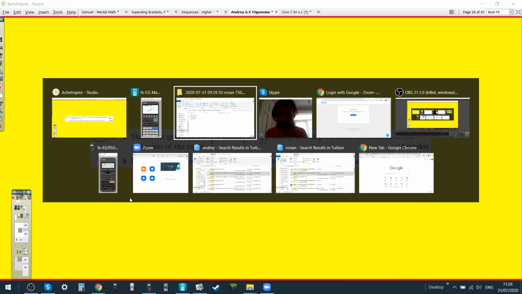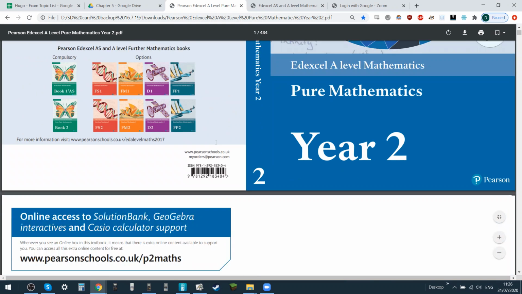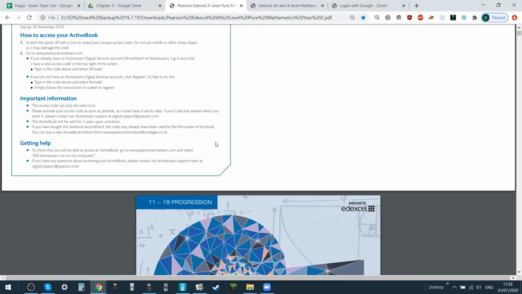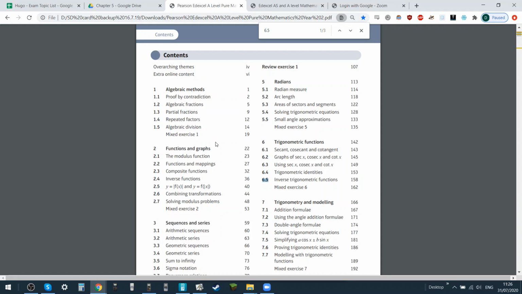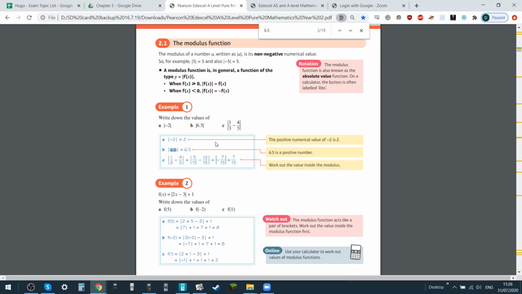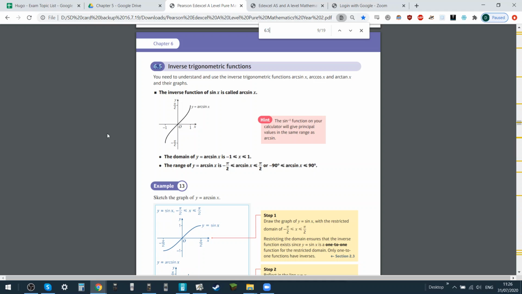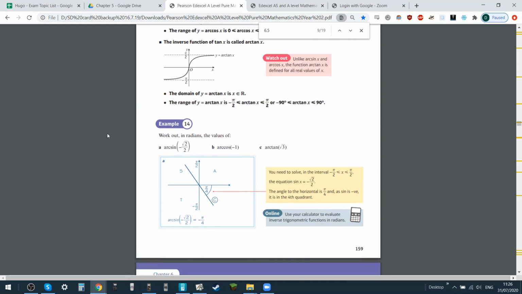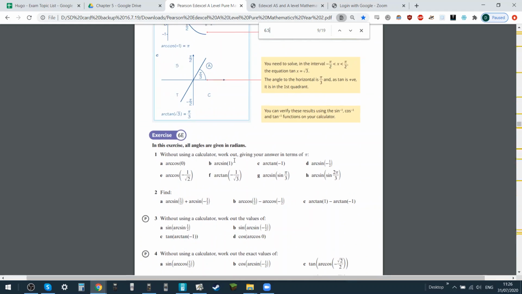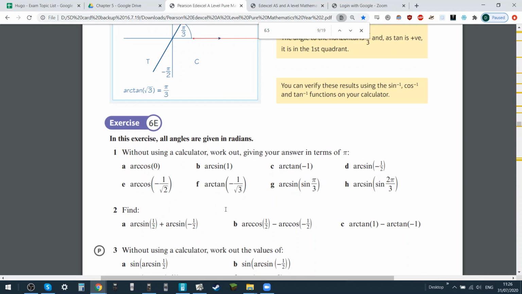Let me now, hold on. Go to the book. This is 6.5. Yep. So I have the exam questions, just because it's quite a jump. Yeah, we could, without using a calculator.